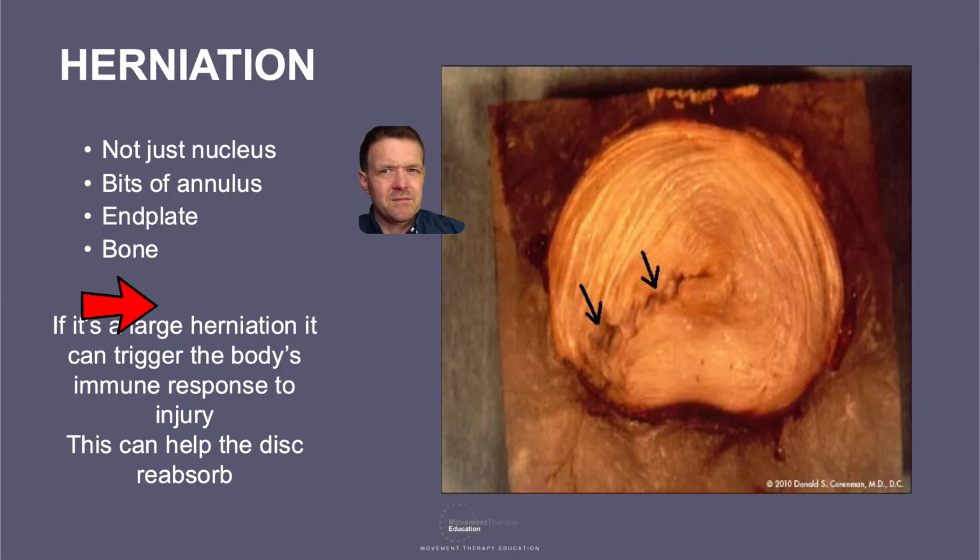If it's a really big herniation, it can trigger the body's immune response to injury. Okay? Because it's like it's detected a chemical invader, basically, and that sometimes can help the disc reabsorb. So sometimes a big herniation is actually dealt with a lot better than a smaller herniation, but it's not always the case. Okay, but sometimes it can be. So just because there is a bigger herniation, it doesn't mean that bigger is worse, because sometimes, like I said, the body will detect it quicker, and then the immune response will kick in and clear it away.